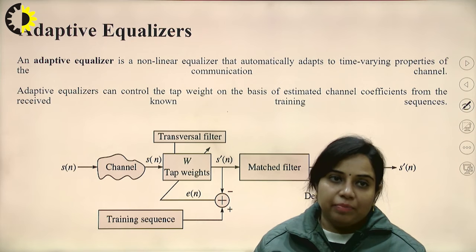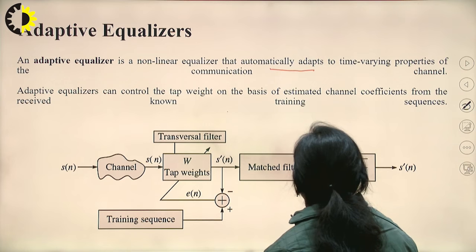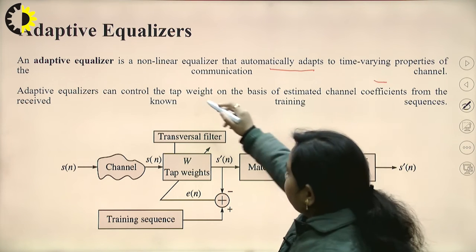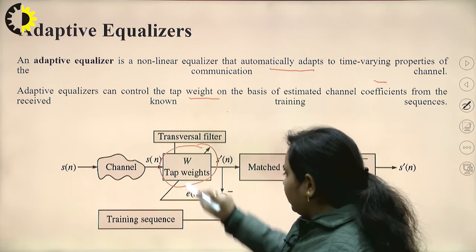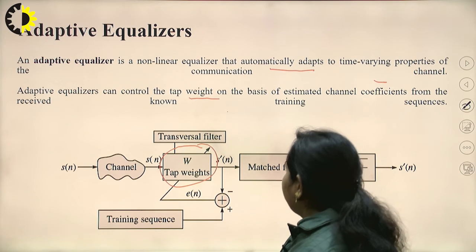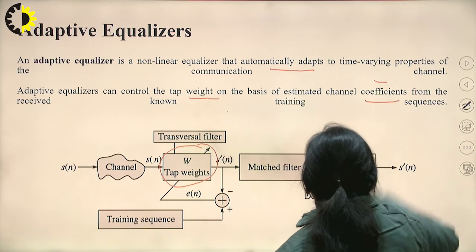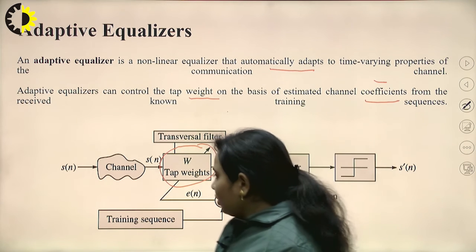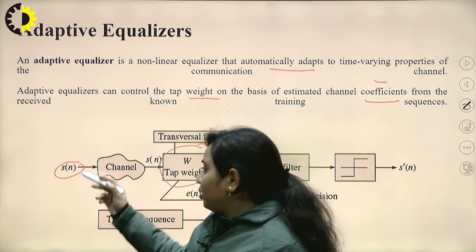Next one is the adaptive equalizer. It is a non-linear equalizer that automatically adapts to time varying properties of the communication channel. Adaptive equalizer can control the tap weight. So you can see that the tap weight over here will be controllable by this feedback which will be generated from this matched filter. So it can control the tap weights on the basis of estimated channel coefficients from the received training sequences. So this is the input signal we want to transmit, we want to estimate its value.